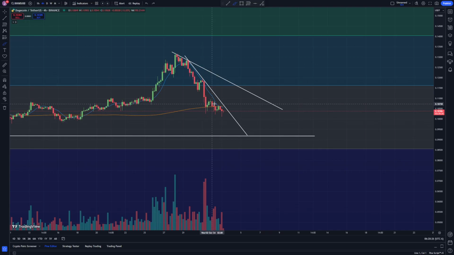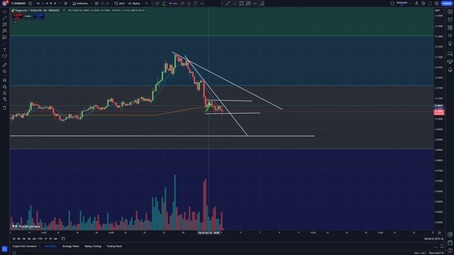What I would do then is look at the top of this little sideways action. Let's draw a horizontal line, something like this. And then I would look at the bottom. So we have these bottoms right here, bottom, bottom, bottom. Let's go ahead and draw another sideways line right here. Let's say we start going sideways in this little area right here.